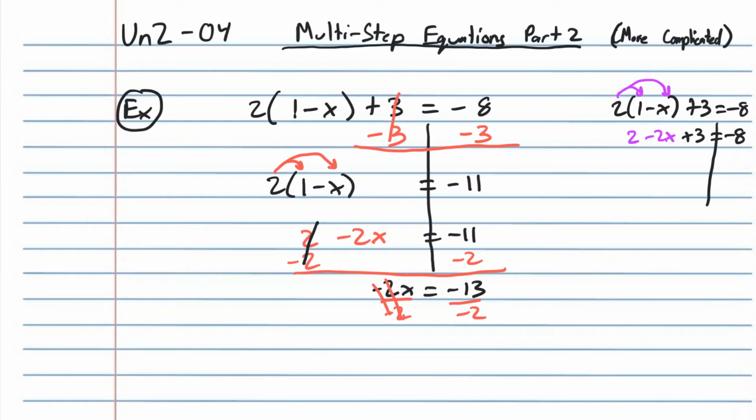Now this is something else I wanted to bring up briefly. Don't forget that the negatives cancel each other out. So we do get x is equal to 13 over 2. Now, for this class, typically you can leave your answers as fractions. If you really wanted to, you could change it to a decimal. That'd be acceptable for now as well. But I wanted to show you that just because you're getting a fraction answer doesn't mean you're getting it wrong.